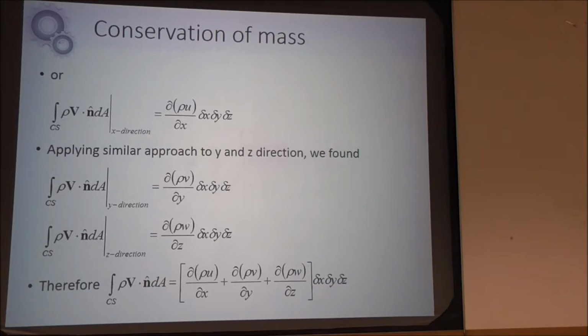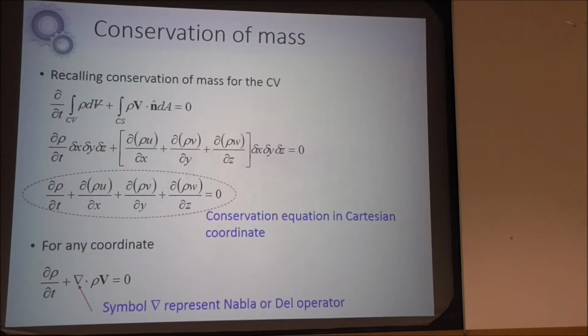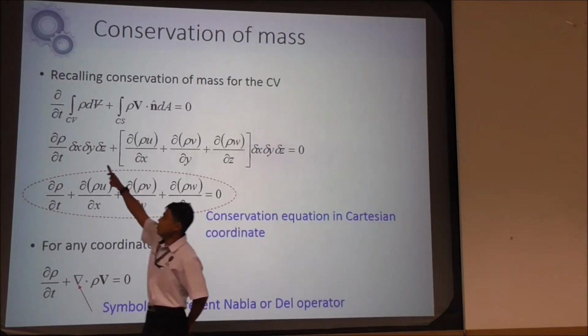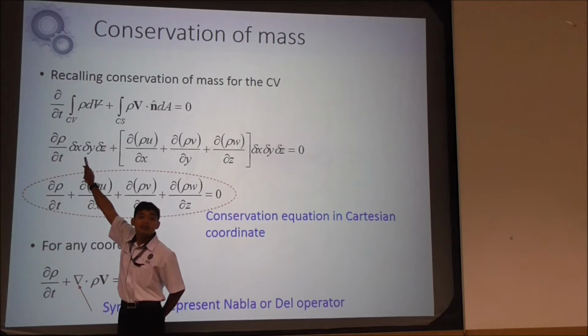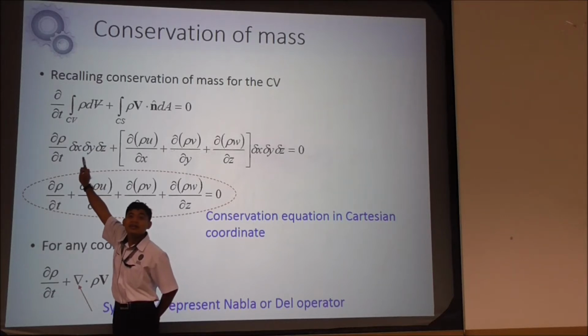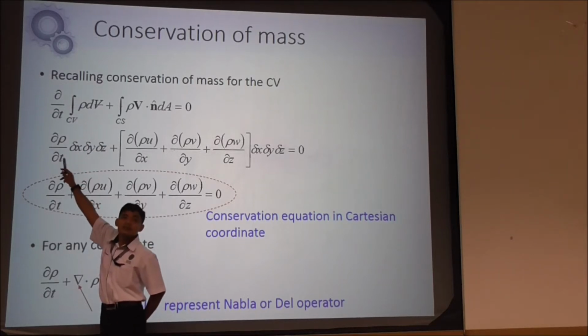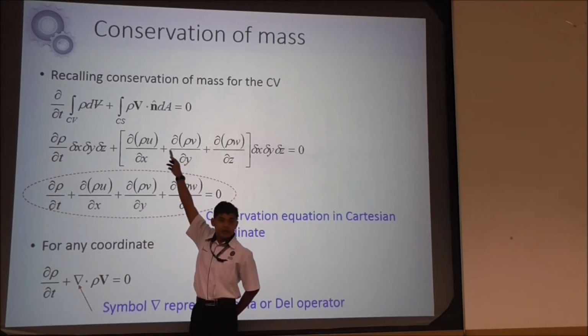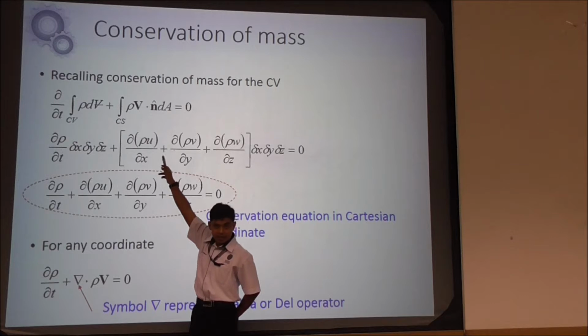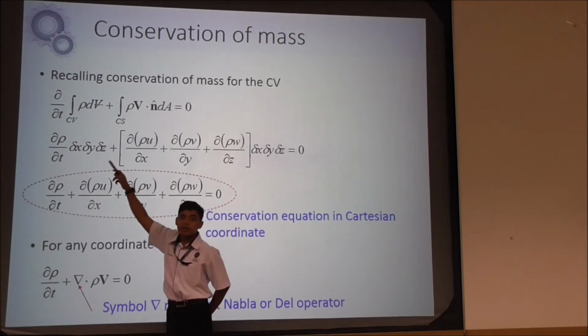Okay, if it is clear, now when you combine, right? Where does it come from? For this part, the control volume. This one. Mass crossing the boundary. You combine those.